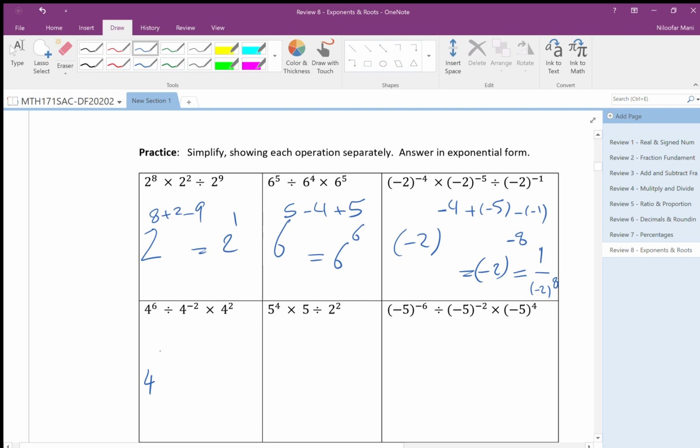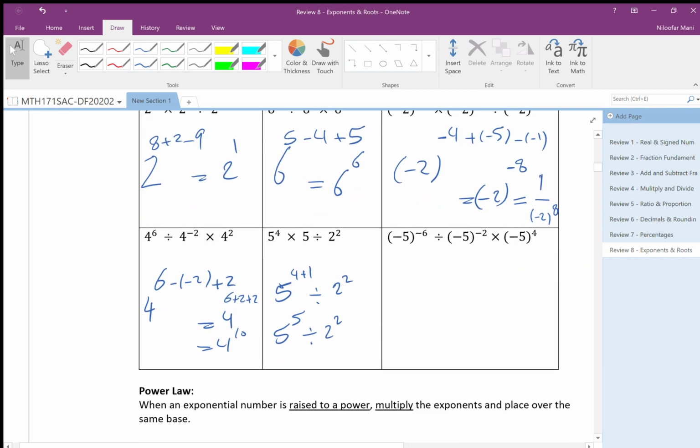So 4 power 6 minus 2 plus 2, which is 4 power 6 plus 2 plus 2, which is 4 power 10. Okay, 5 power 4 plus 1 minus 2. Oh, sorry, it's not the same. So it's 5 power 4 plus 1 divided by 2 squared. Different bases. So it is 5 power 5 divided by 2 squared. Done. I have to stop here. Or I can show it this way, 5 power 5 over 2 squared, for example. But I don't do anything more.